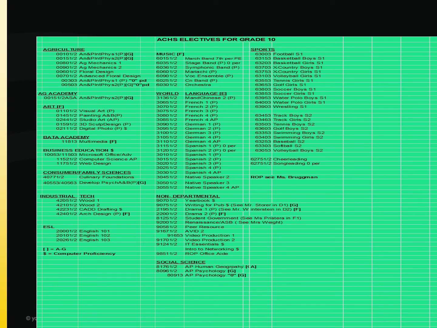Here's a list of the electives available to you as a sophomore. Starting with agriculture, we have Ag 1 and Ag 2. We also have Ag Mechanics, Floral Design, Advanced Floral Design, and Ag 1 or Ag 2 as a 0-period class. If you're in the Ag Academy, you will be selecting Animal and Plant Physiology 2 as your elective.